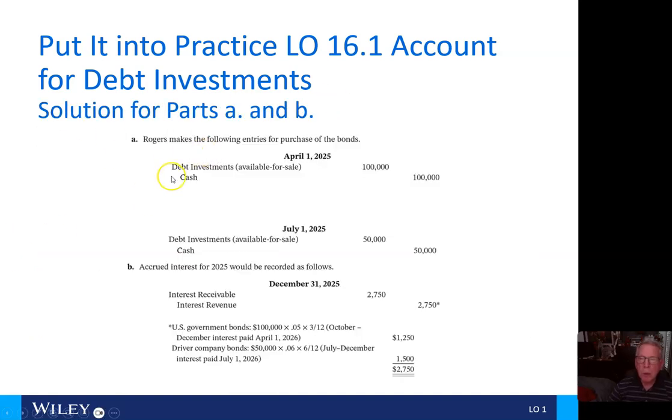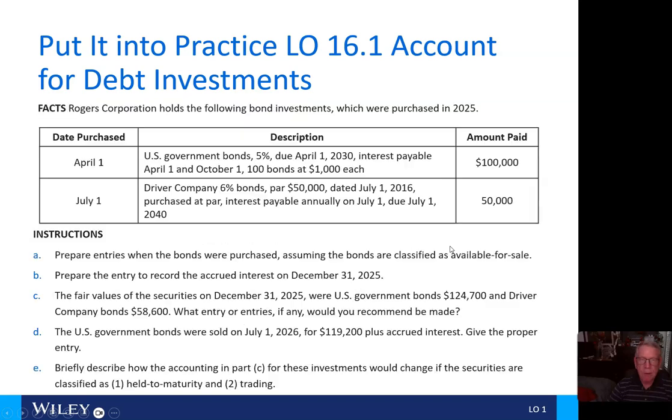Here, we would debit debt investments available for sale at $100,000 and credit cash on April 1. And similarly, on July 1, we would debit debt investments for $50,000 and credit cash to pay for it, $50,000. So that is the amount we paid as shown.